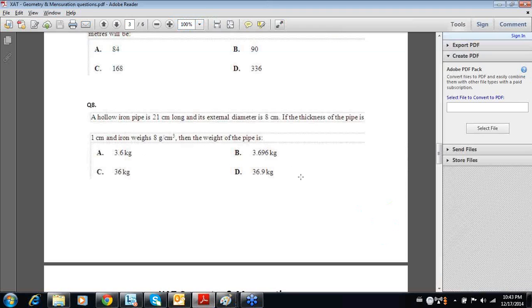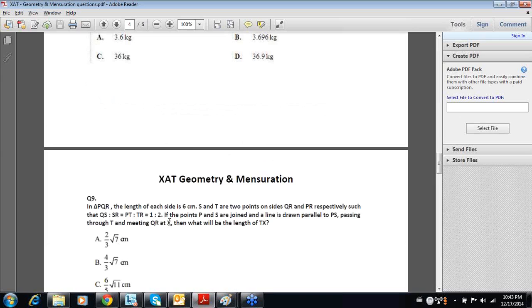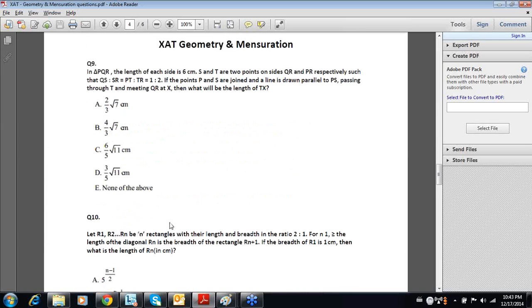Everybody clear with this? Anybody wants an explanation once again, or clear with this? Okay, great. So let me move ahead. Question number 9 and question number 10. Let me give you 2 minutes to solve this question. So we'll review at 10:45.